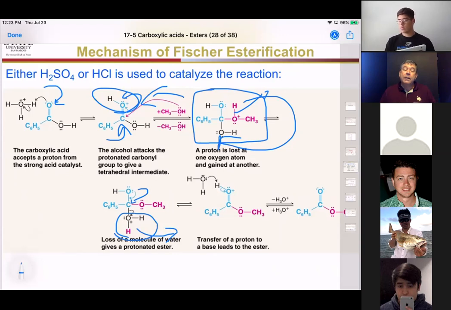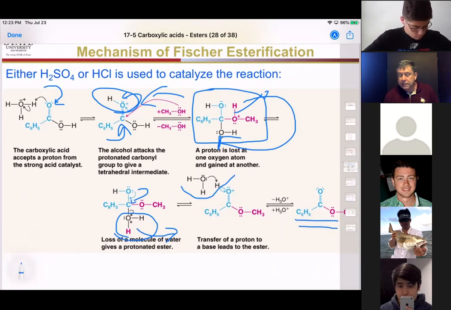Now our neutral water gets to come in and act as a base, and our neutral water can deprotonate the proton that it added in the first step, and we end up with our neutral species leaving, and we've regenerated our acid catalyst. Okay, so again, every step is in equilibrium, so the more alcohol you have in there, the more it drives it to completion.